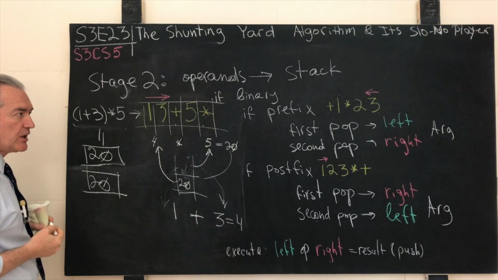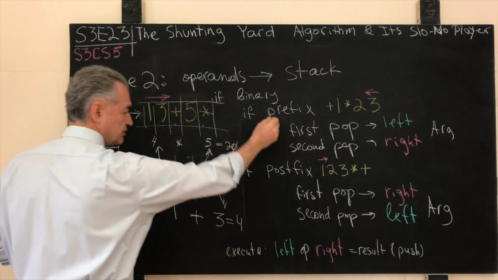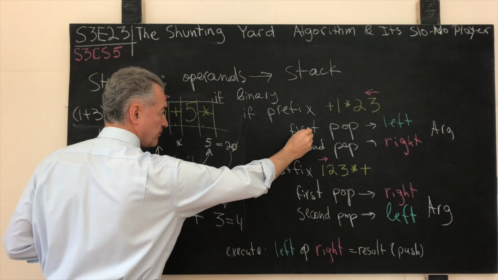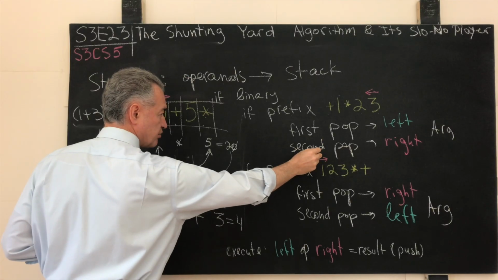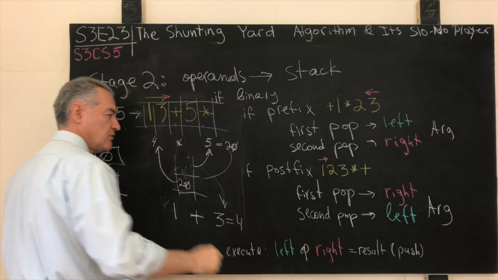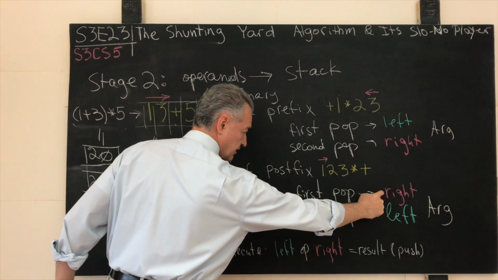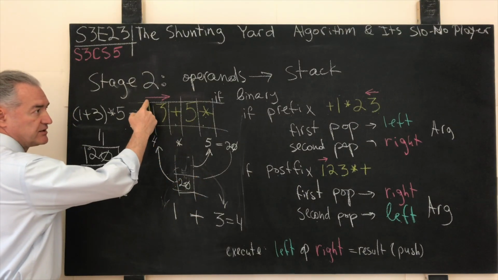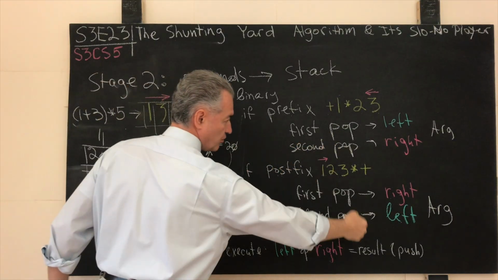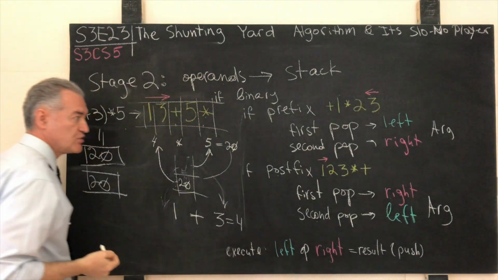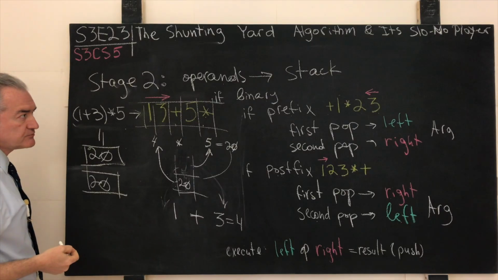The main takeaway over here is these 2 points. When the notation is prefix, the first pop produces the left argument, the second pop produces the right argument. If the notation is postfix, it's the other way around. The first pop produces the right argument, the second pop the left one. It should be understood why. The reason why these things work the way they do is based on the direction in which we parse the input.